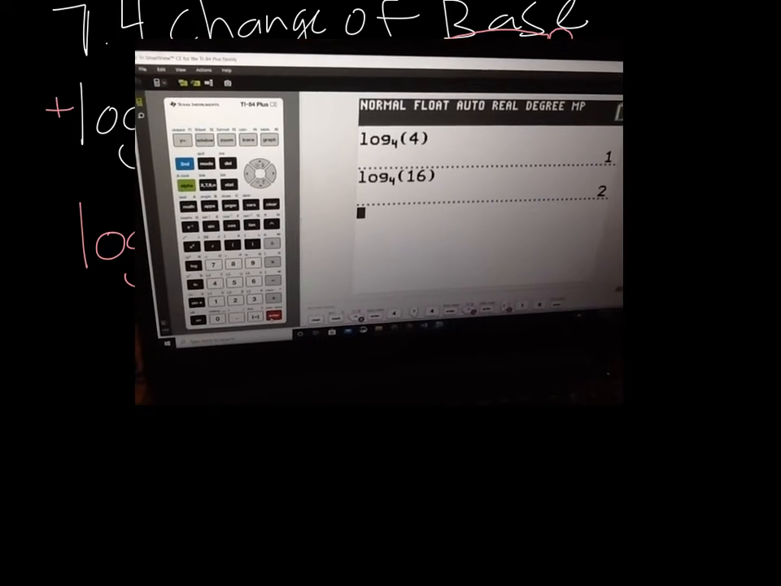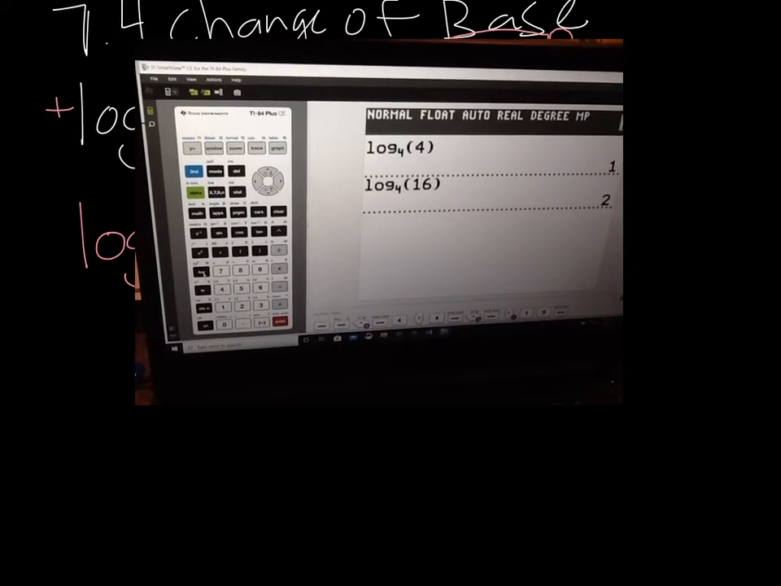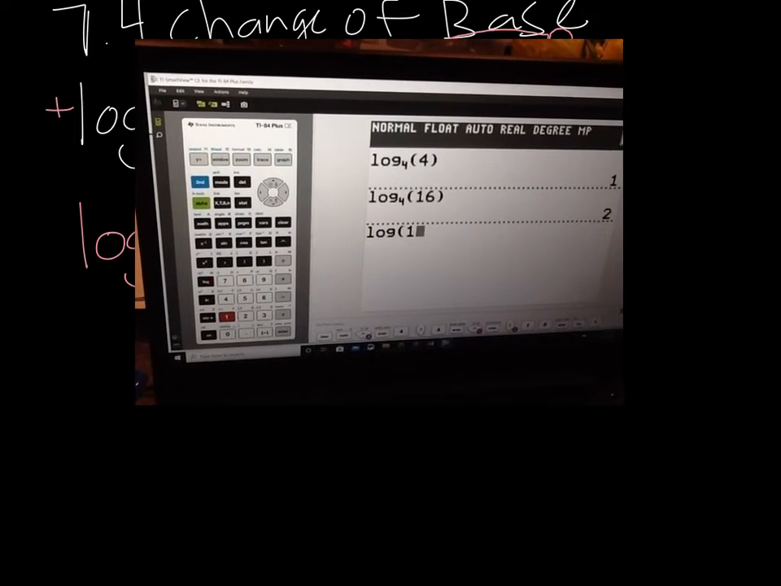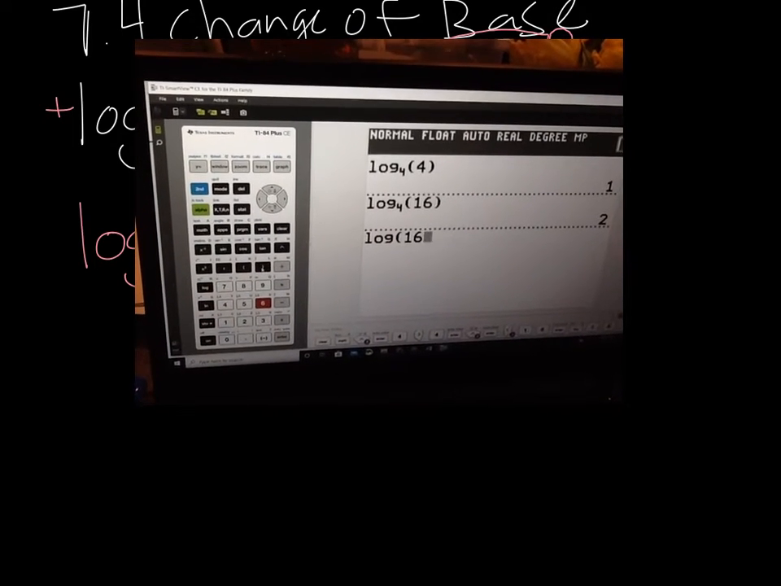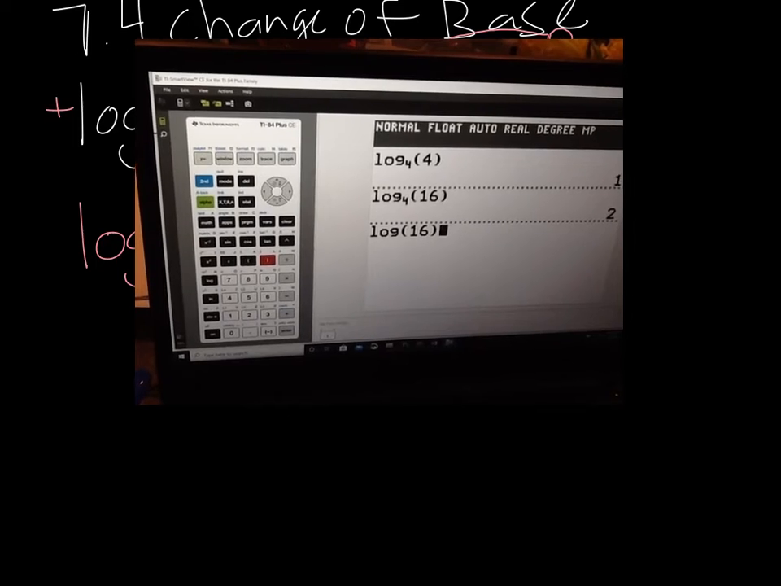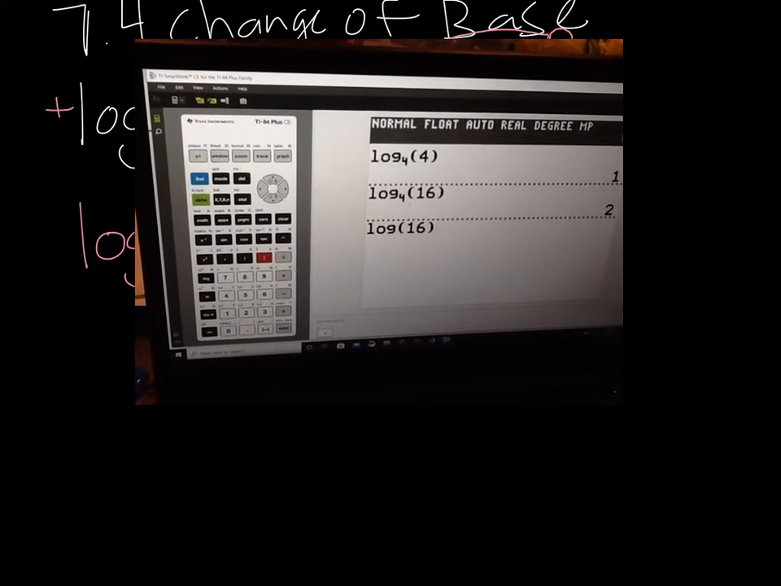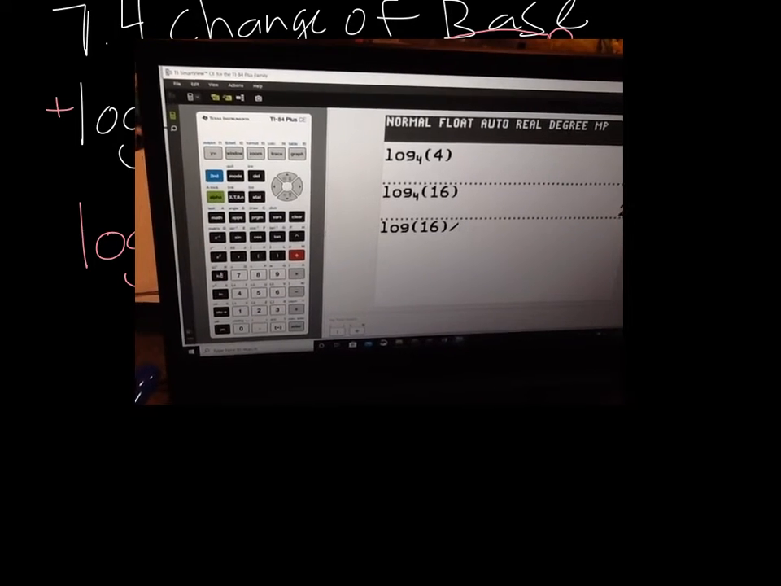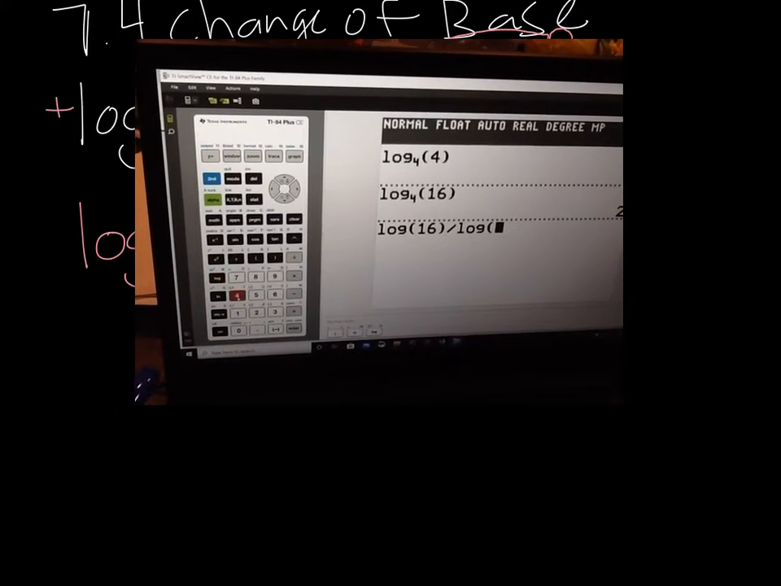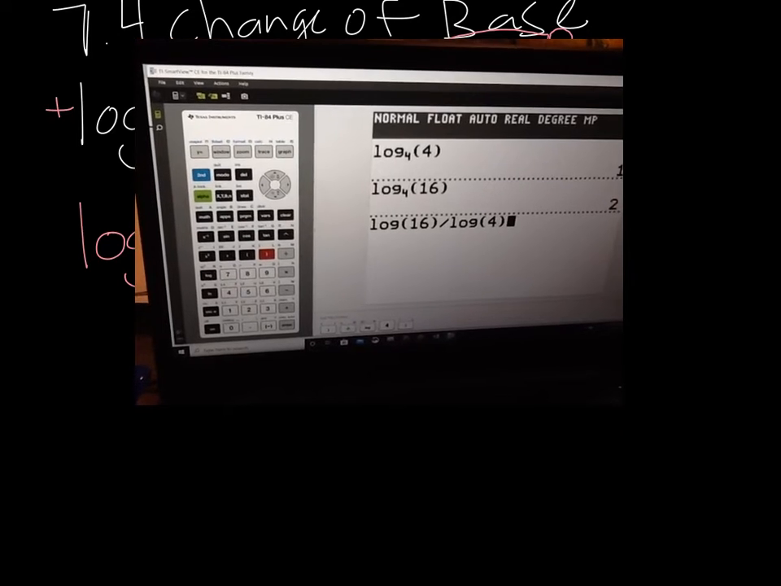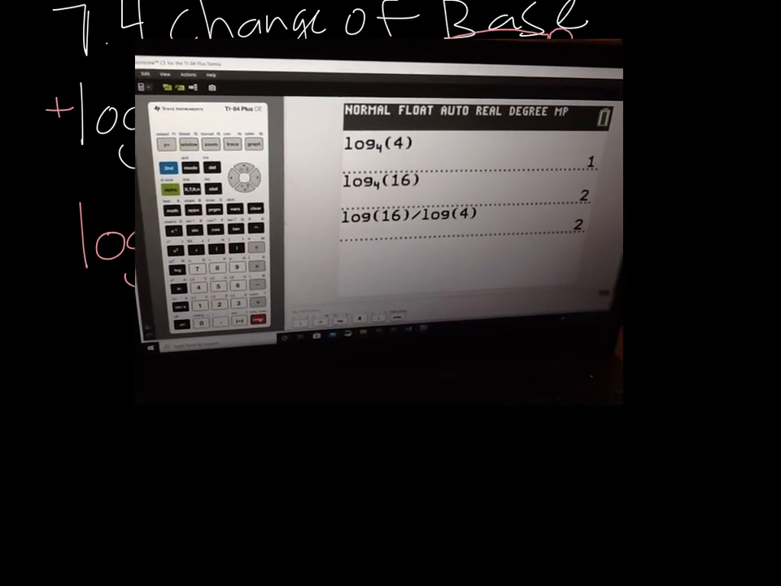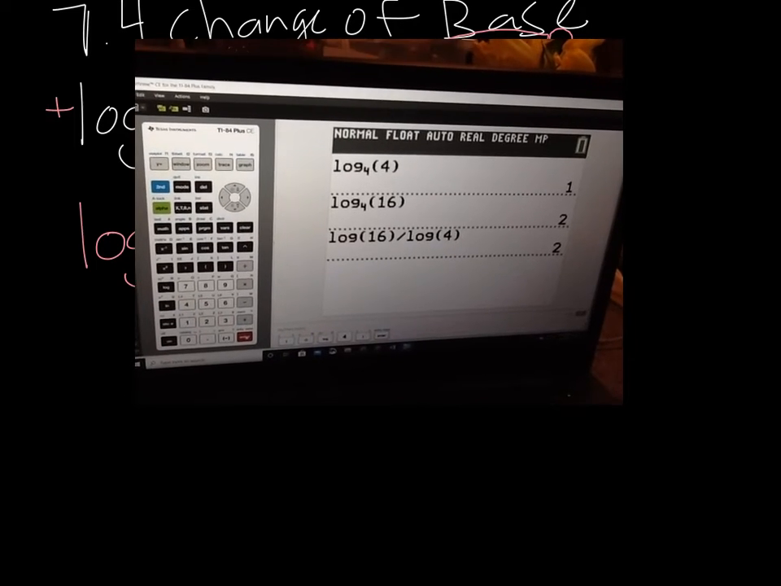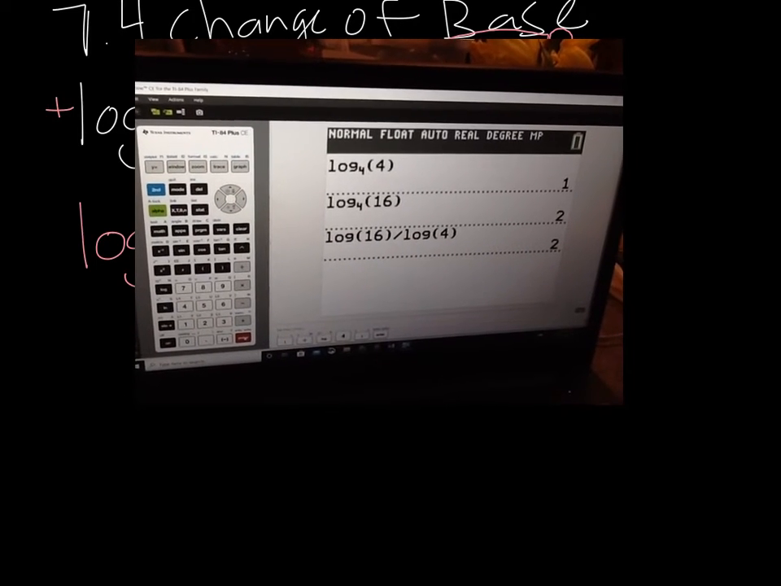If you don't have that log base, you can use this log, and we do the change of base. So we have log of 16. So it's always log of the big number if you don't have the option to rewrite it like this, divided by log of your base. So in this case, my base here is 4. So if I plug that into my calculator, I also get 2. So either way, you can do it, but my answer for this first one would be 2.